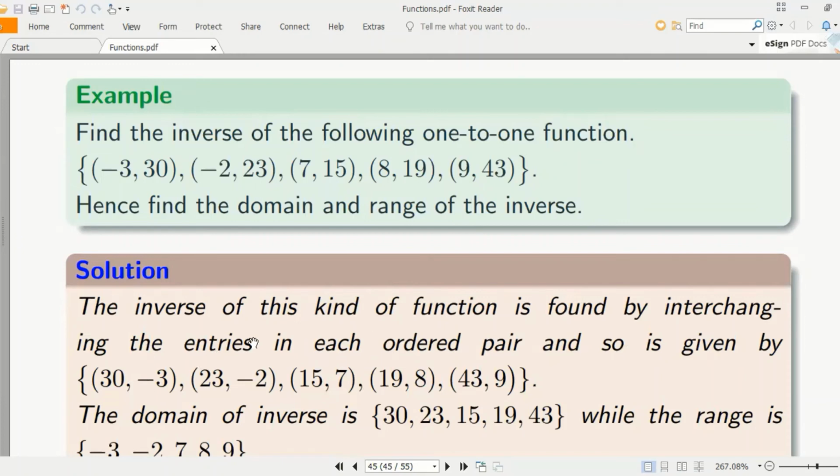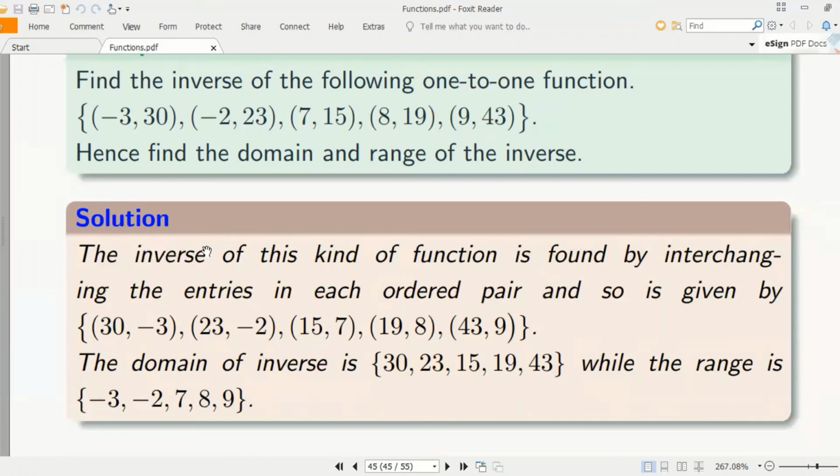So that is the inverse. What about the domain of the inverse? The domain, this is the inverse. So the domain would be the x values, and the range would be the y values. So the domain is the x value here, and the range are the y values. So you have to look at that.